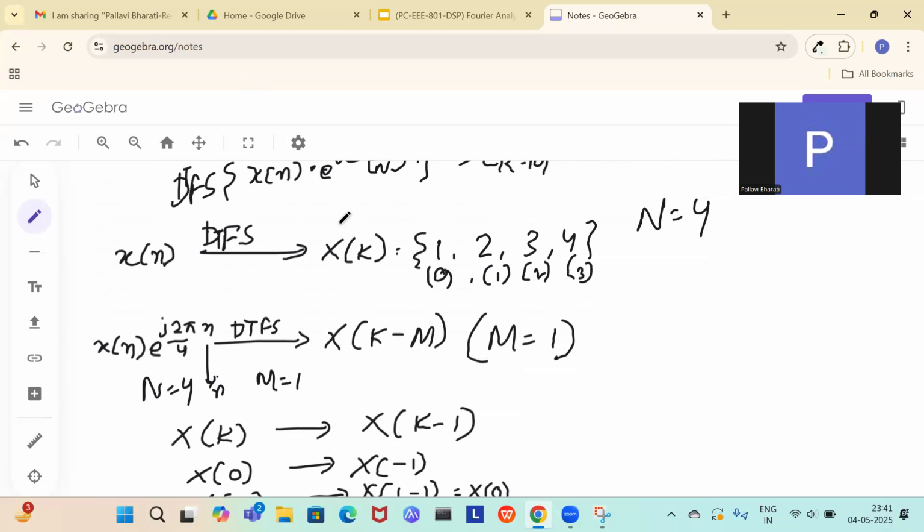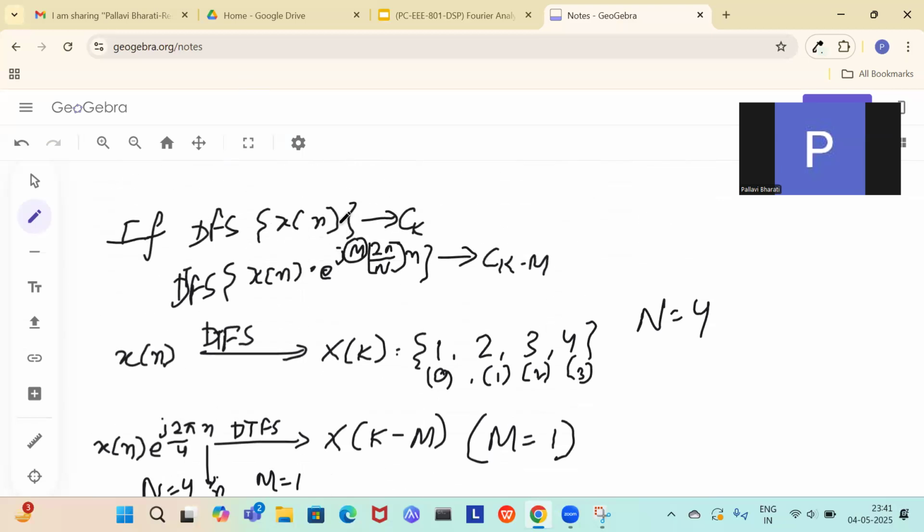So this is all about the frequency shifting property. If you had the signal x[n] with the Fourier coefficients given, and in the time domain you multiply the signal with e to the power j 2 pi n by 4, this means that you are doing the frequency shifting of the signal. Then in the frequency domain, the frequencies are also going to change. The coefficients become X of k minus M. This was c of k minus M. Here we have taken x[n] as X[k], so it is becoming X of k minus M.